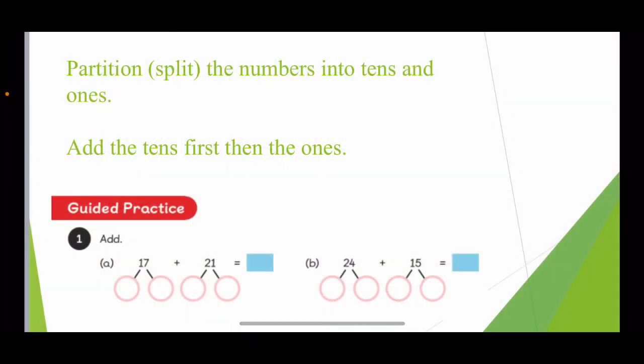Now that we've all answered question 1A together using our number bonds and our place value knowledge, I'd like you to try to do B on your own. So remember to partition or split the numbers into their tens and ones, then add the tens first before you add the ones, and you will find your answer.